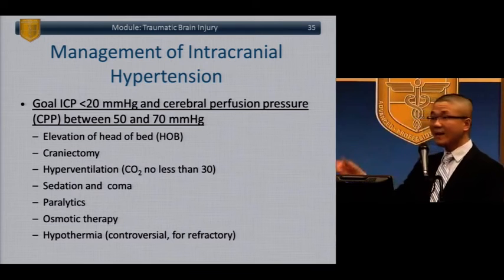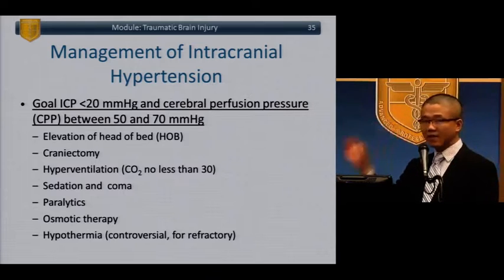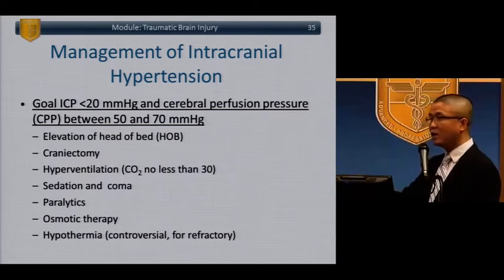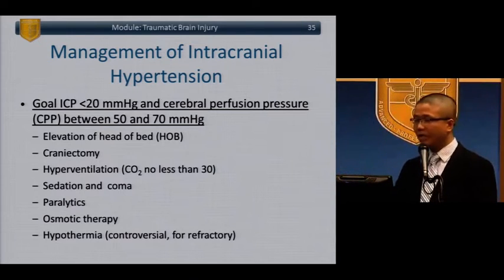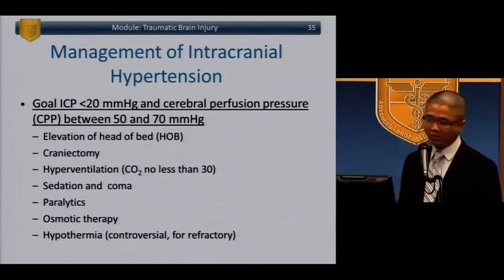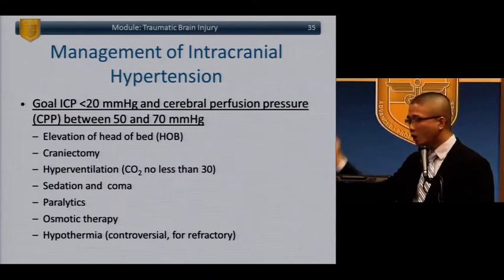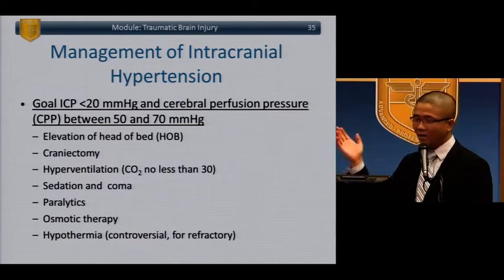but it's not anywhere near 12. But 12 is that magic number that we've settled on, right? And so we give a little bit of leniency and we say, well, there's really no difference if I were to really tightly control the ICP down to 12. So we're going to do an ICP of 20. Okay, but the most important part of that sentence is that you want to maintain your cerebral perfusion pressure between 50 and 70 millimeters of mercury. Okay, so all of these maneuvers matter.